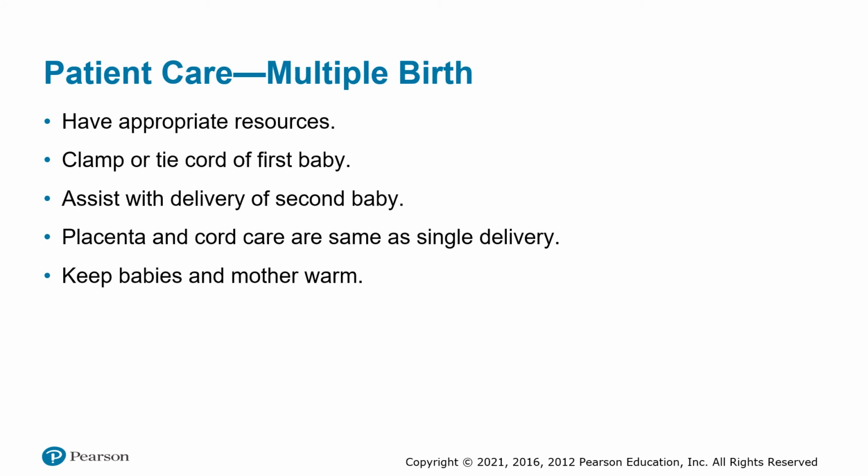Multiple births, we're going to have appropriate resources. So if we need to, we're going to basically have more ambulances come if we need them. And then we're going to clamp or tie the cord of the first baby, assist in delivery of the second baby, and do all the placenta and cord care the same as a single delivery. Now, there may be one placenta, there may be two placentas. It just depends on the babies.